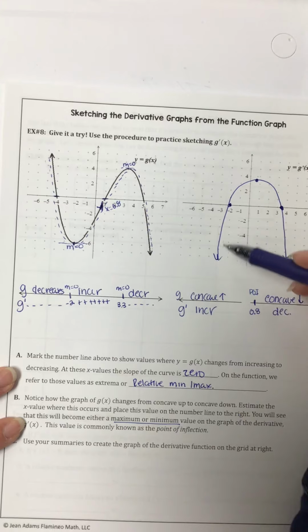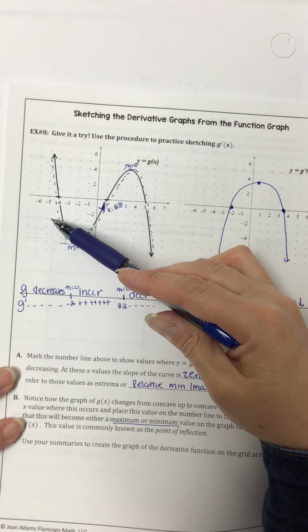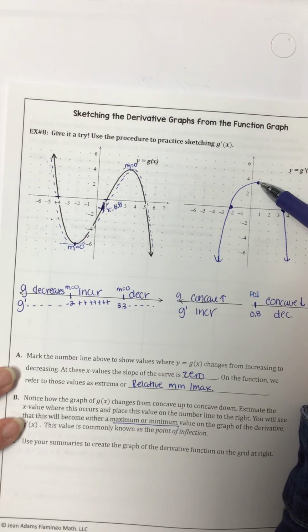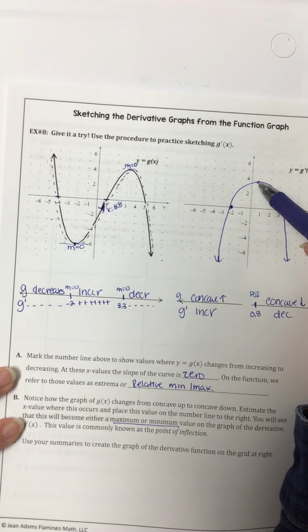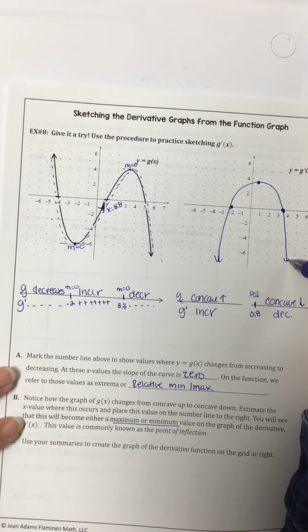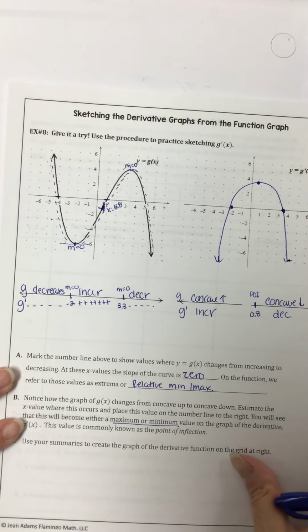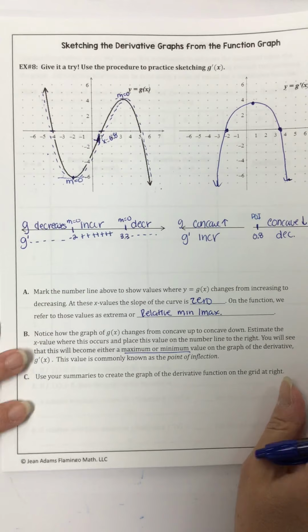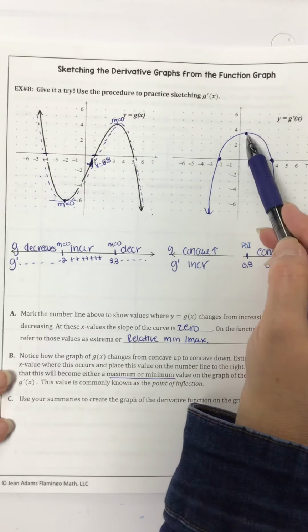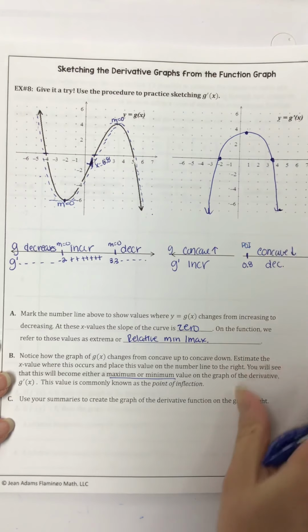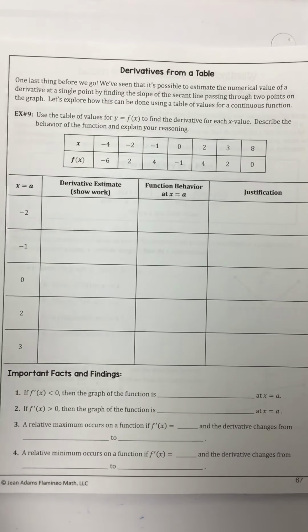So when the function is concave up, this is increasing. When the function is concave down, your derivative function, your f prime function, is decreasing. I keep getting my words mixed up. I'm sorry. Questions? So our point of inflection was our maximum or minimum. Yes? All right. Let's look at this derivatives from the table.